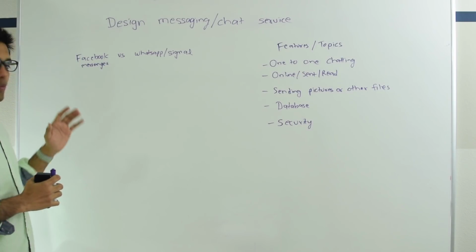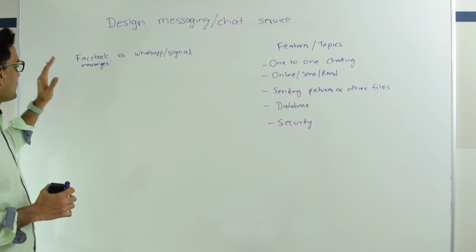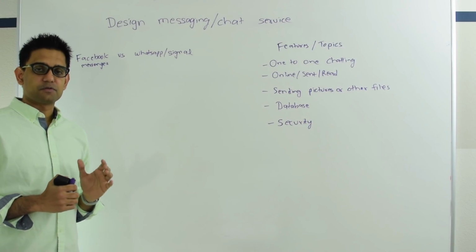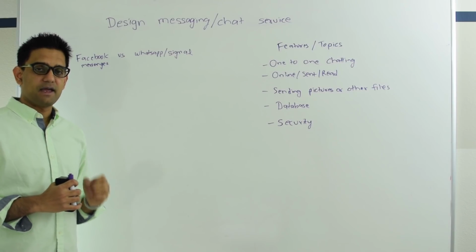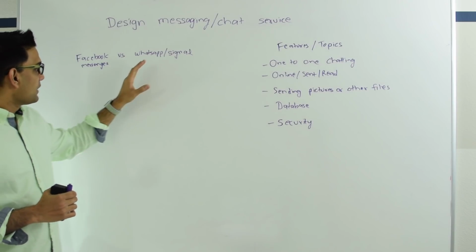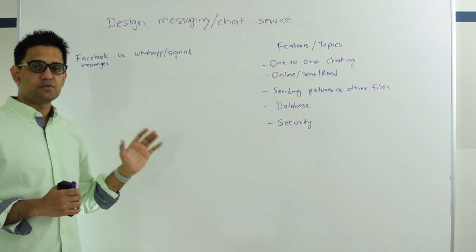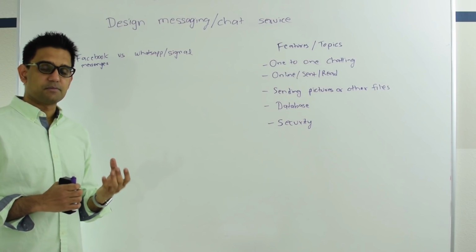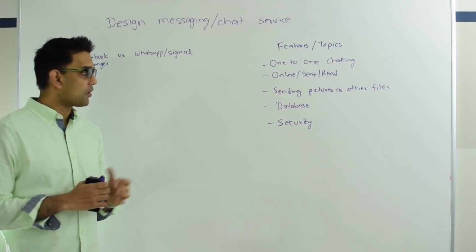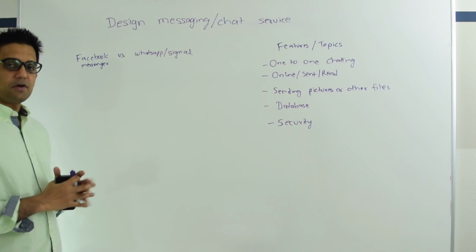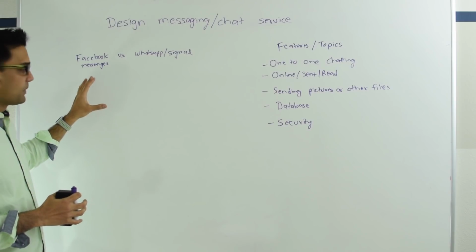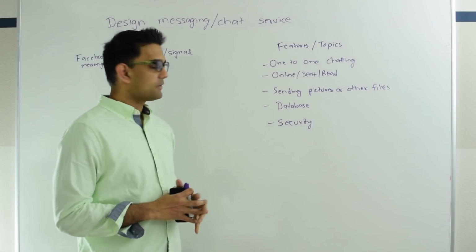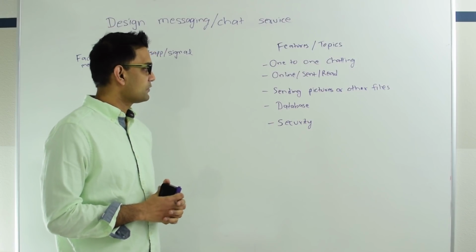So they only keep the message as long as the other party has not received the message. One more subtle difference is that with Facebook Messenger, if Facebook wanted, they could read those messages unless you turn on end-to-end encryption. While WhatsApp or Signal has end-to-end encryption, which means that the middle tier or the services in between cannot read your messages. So what we are going to design today is more like Facebook Messenger and less like WhatsApp or Signal.